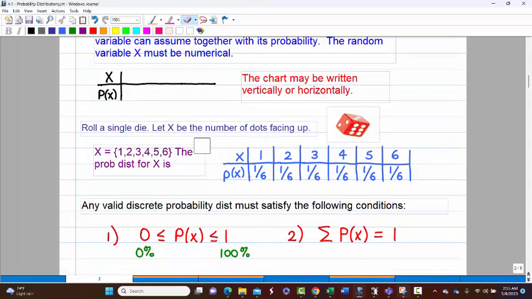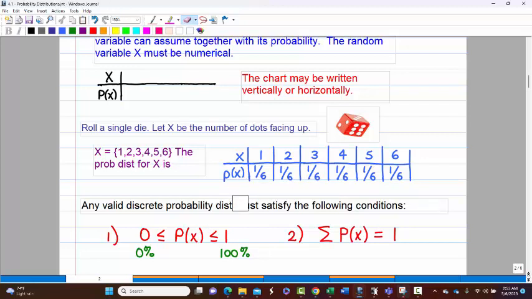X has to be numerical, so we roll a single die and let X be the number of dots facing up. You see here I've listed all possible values of X: 1, 2, 3, 4, 5, and 6. And then the probability of each individual number would be 1 out of 6. Now, don't assume that every time you do a distribution the probabilities are all going to be the same. That's not true, but it is in this example.